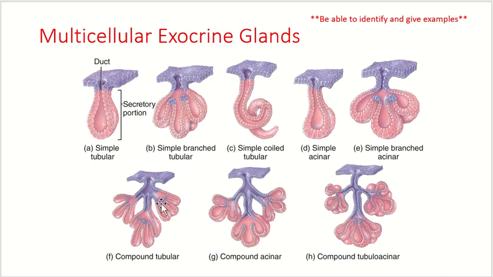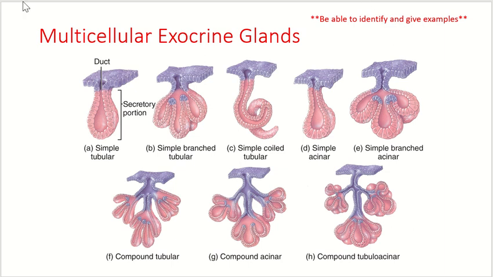Compound tubular glands, these are going to be found in the bulbourethral gland, or the Cowper's gland, in the gentleman. The compound acinar glands, these are found in mammary glands. And last but not least, our compound tubulo-acinar glands are found in the acinar glands within the pancreas. So they're going to be responsible for secreting some of those digestive enzymes.